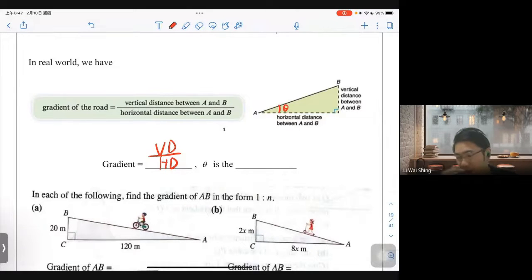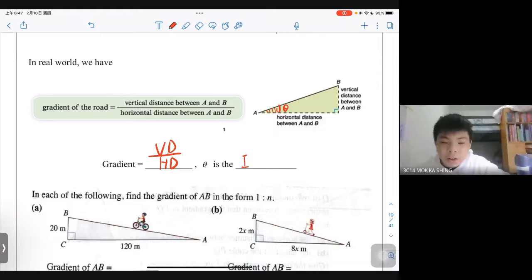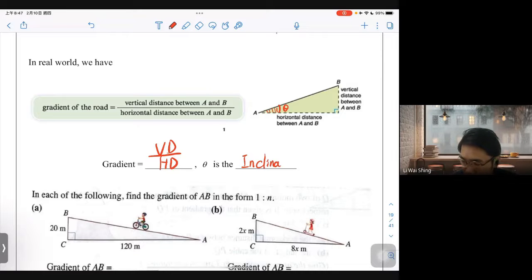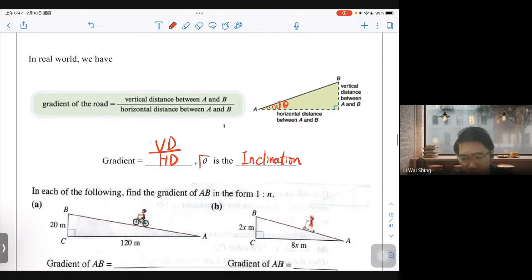Sunny, do you remember theta? Start with N. Inclination. Inclination, thank you. Inclination, very good. How to calculate it? It's related to the slope, the relation between beta and the slope. What is their relationship?